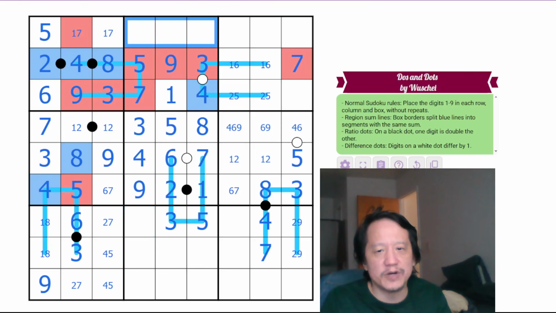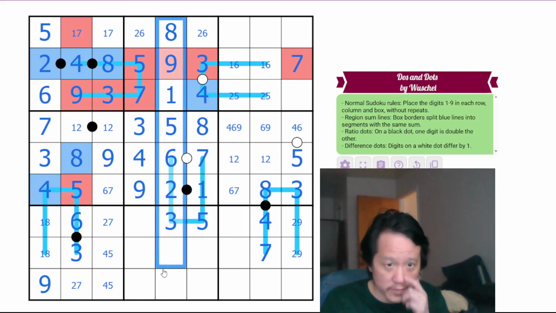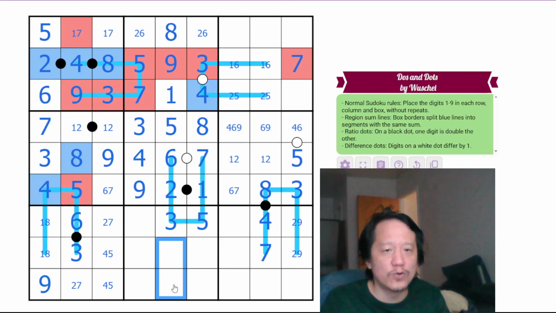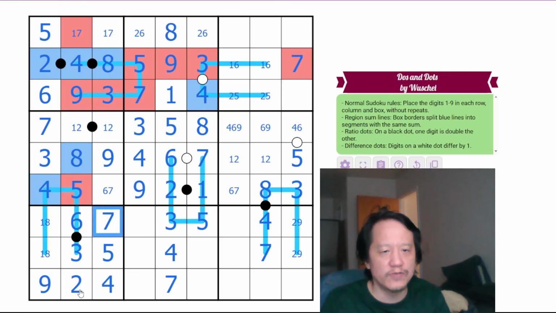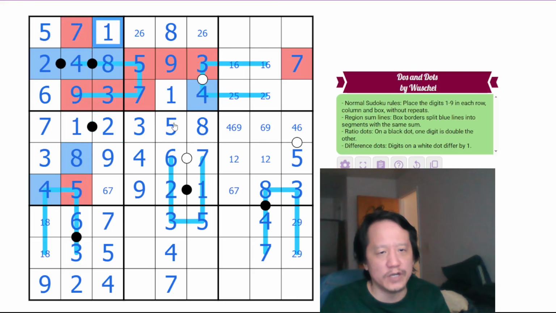Remaining digits of box 2, we have 2, 6, and 8. 2 and 6 can't be here because of 2 and 6 in the column, so that's 8, which leaves these as a 2, 6 pair. Remaining digits of column 5 are 4 and 7. This can't be 7 because of 7 in the row. So this is 4, which makes this 7. 4 eliminates 4 there, so it's 5 and 4. 7 eliminates 7 here, so it's 2 and 7. 2 eliminates 2 here, so it's 1 and 2. 1 eliminates 1 here, so it's 7 and 1. 7 eliminates 7 here, so it's 6, which makes that 7.